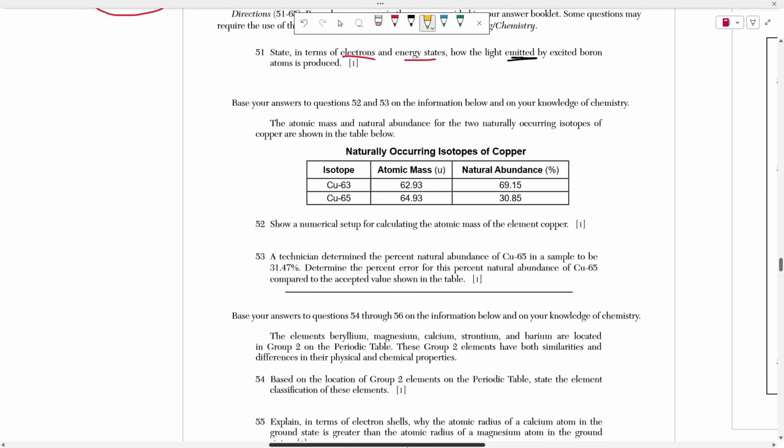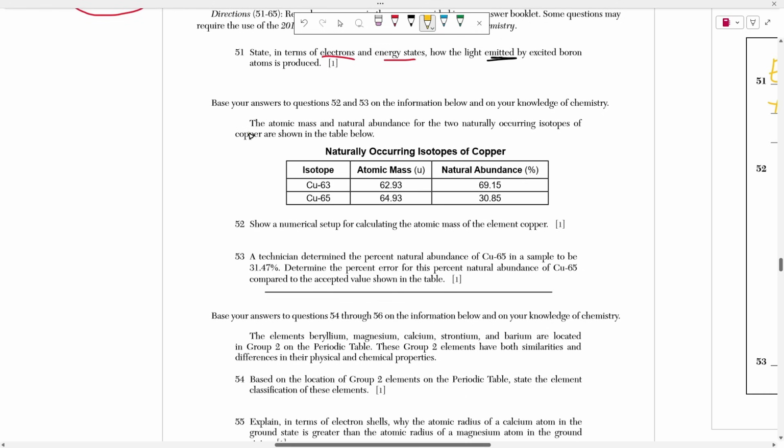So number 51 and 52 asks us to do the following. It says that the atomic mass and natural abundance for two naturally occurring isotopes of copper are shown in the table below. Number 52 asks us to show a numerical setup for calculating the atomic mass of the element copper. So what happens here is that we're showing a numerical setup. We're not actually calculating it. We don't want to calculate anything, that's not what we're being asked to do.